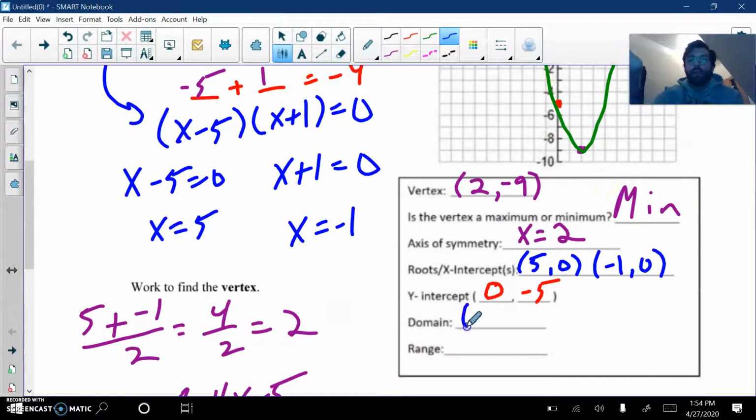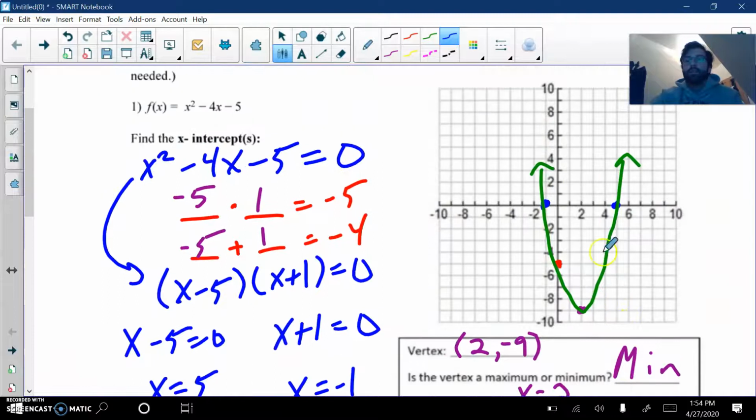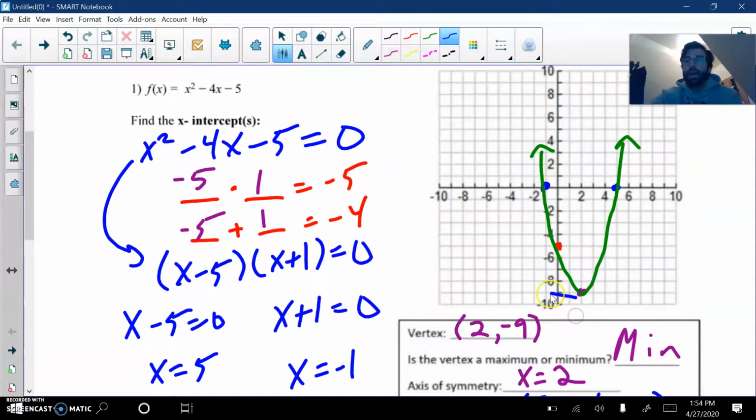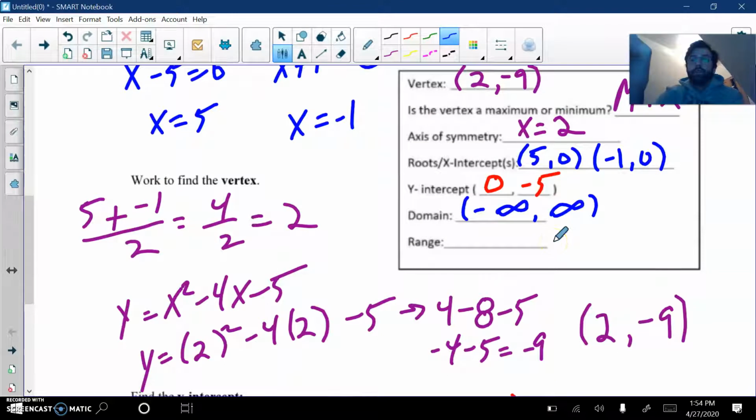And we write that as negative infinity to infinity. The range, remember the ranges are my y values. The range I read from bottom to top. What's the bottom? My lowest y value. My lowest y value here is -9. So my range will start at -9. And my highest y value I cannot see. So that'll go to infinity.